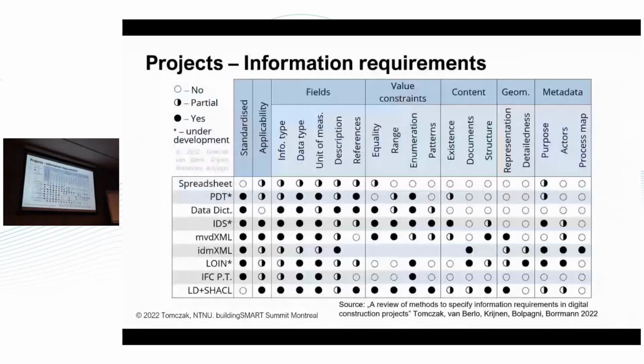And this is one visual way to summarize the paper. Of course, this is sometimes harming those dots because you cannot actually express it with just yes, no, maybe. But it gives like a broader picture. But important here is that some of the standards are still being developed, so they are still in the process of some final edits, such as IDM, XML, IDS, or level of information needs.